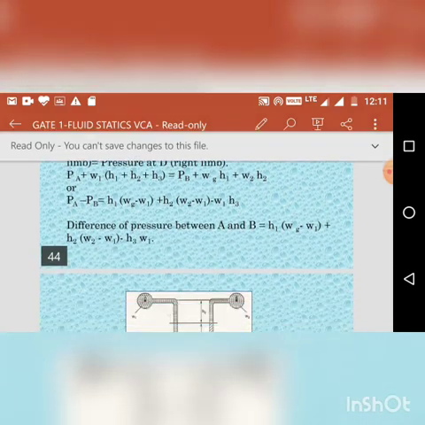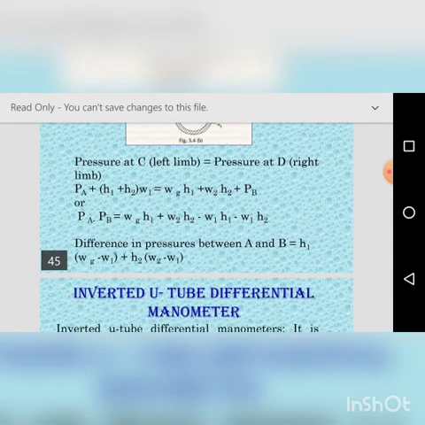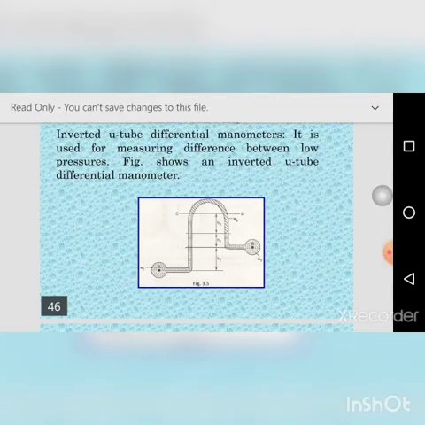So the difference in pressure between two sections is given by this expression: H1 into W2 minus W_g minus W1 plus H2 into W2 minus W1. Difference in pressure head may be given by this expression, that is specific gravity of the manometric liquid by specific gravity of the liquid which flows in the pipe minus 1, into H, the difference in mercury level between the limbs in the differential manometer.